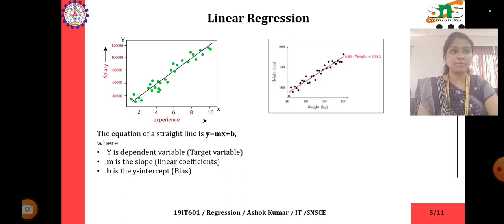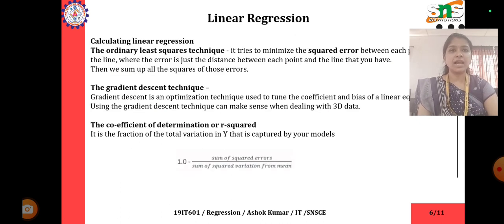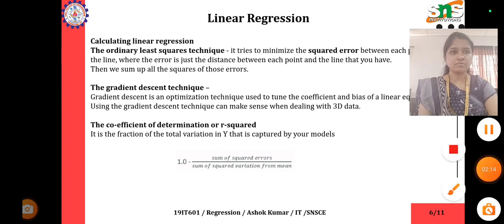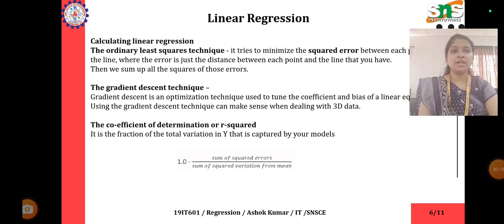And this is an example of a linear regression. The equation of a straight line is y is equal to mx plus b, where y is the dependent variable, the target variable, m is the slope, b is the y-intercept. Calculating linear regression: there are three methods for calculating linear regression. The first one is the ordinary least squares method, then the gradient descent technique, and the coefficient of determination or R squared.